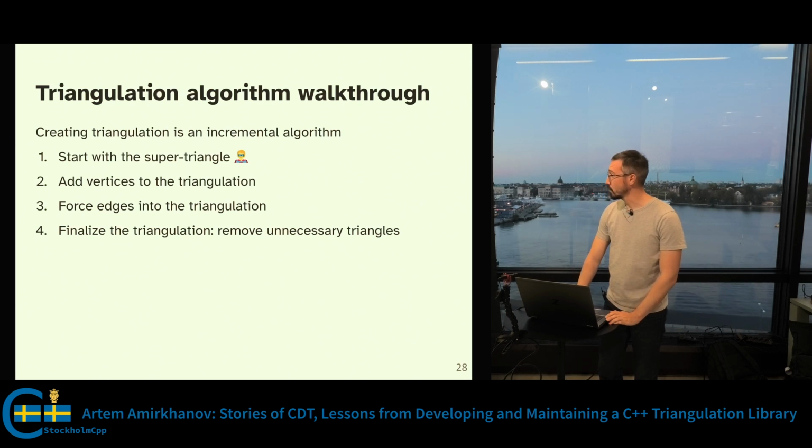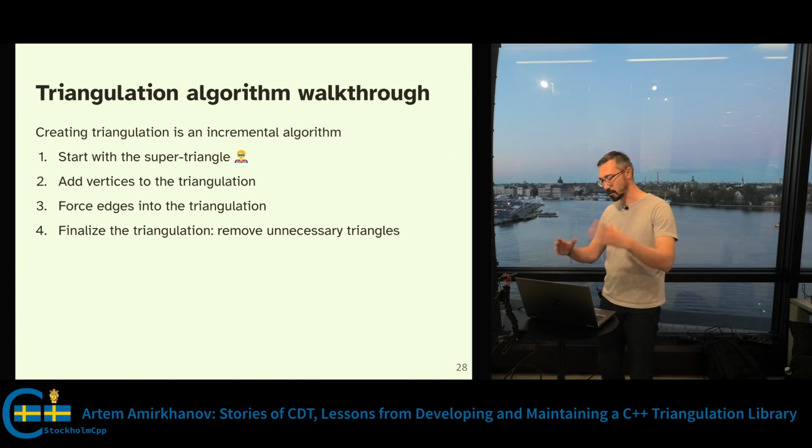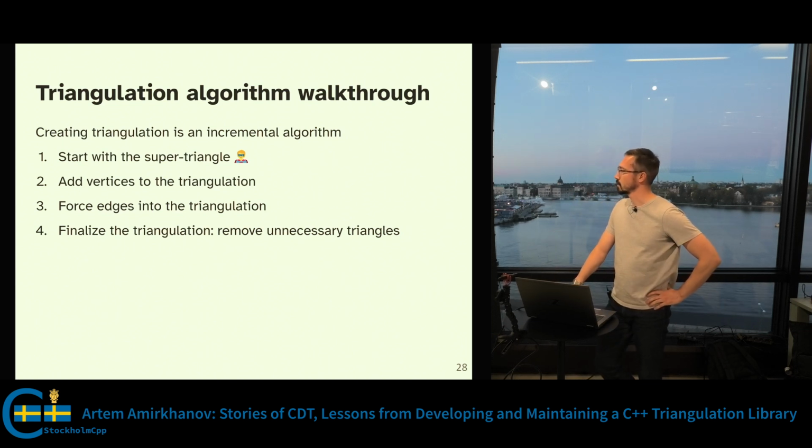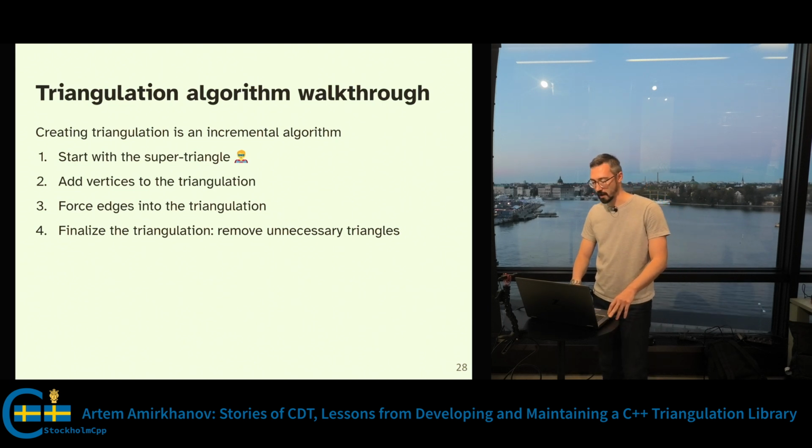So, a quick walkthrough of the algorithm. It's an incremental algorithm. It means you start with something, in that case fancily called a super triangle. And then you add vertices to the triangulation one by one. After you've done adding vertices, you add the constraint edges, so you force them into the triangulation one by one. And finally, you decide what triangles to keep and what triangles to remove.